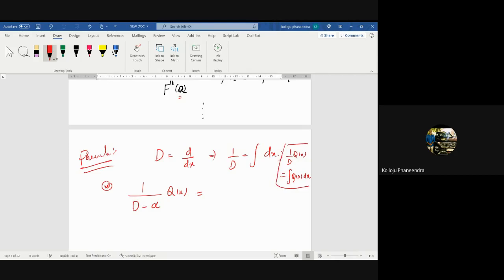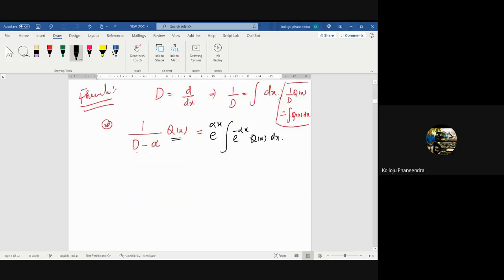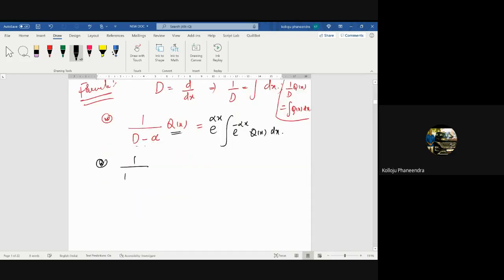Now 1 by d of q of x is the integral, but 1 by d minus alpha into q of x, the formula is, this is minus alpha, remember. You write e power plus alpha x outside, integral of e power minus alpha x into this function dx inside. This is the formula. And similarly, 1 by d plus alpha q of x: if it is plus alpha, outside e power minus alpha x, inside e power plus alpha x into q of x dx. These are the two important formulae.